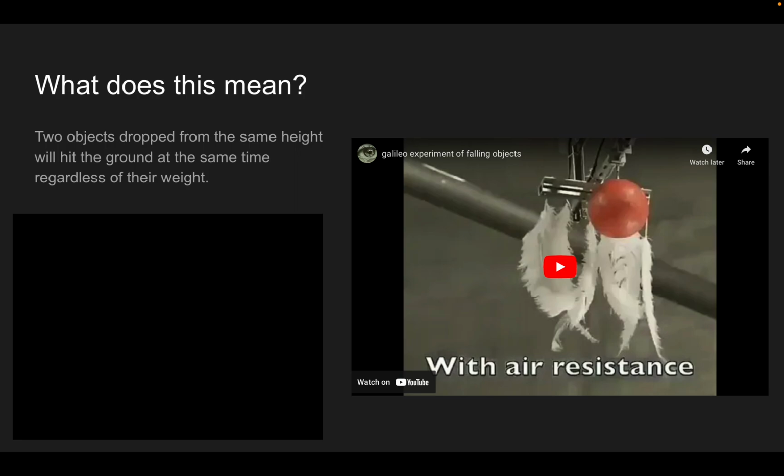That's why in the video to the right, without deceleration due to air resistance, a feather would hit the ground at the exact same time as a heavy ball. Because Earth gives everything the exact same acceleration, objects with different masses will still hit the ground at the exact same time if they are dropped from the same height.